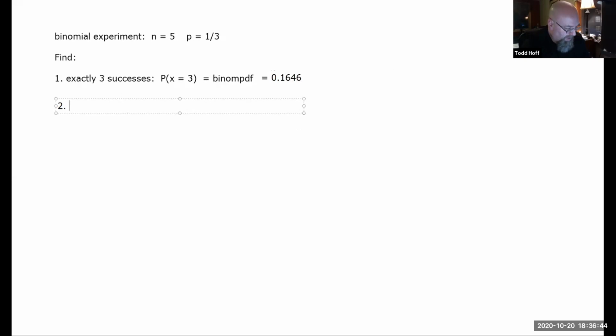But let's say that I want to know the probability of having 3 or less successes. That's the probability that x is less than or equal to 3. That means we're going to be doing a binomial CDF. CDF, cumulative distribution function, means less than or equal to. In other words, we start at 0 and we add up all the probabilities up to the value that we're looking at.